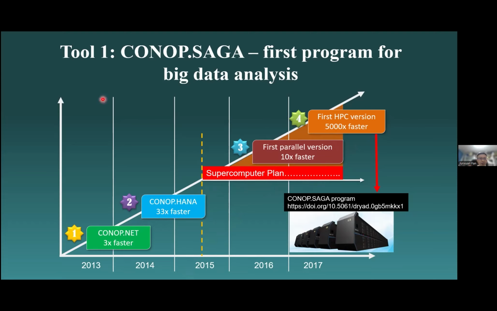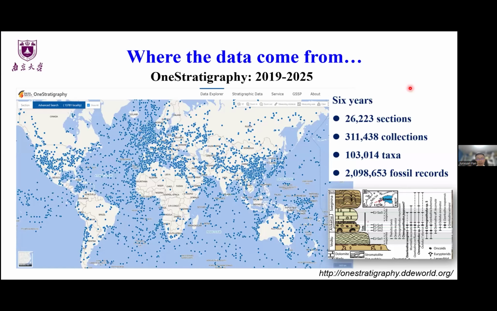So this is the first tool we designed and made available in 2017, and also the first program for big data analysis of stratigraphic correlation. Once we had that program available, we could use it for scientific study. And where does the data come from? We use the data we digitized into our own stratigraphic data platform. It now contains about 2 million fossil records from about 26,000 sections from the world. Here it shows the geographic coverage of the data records, and all the data are open to the public.